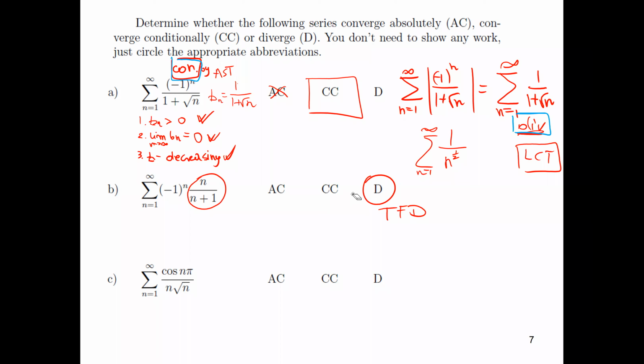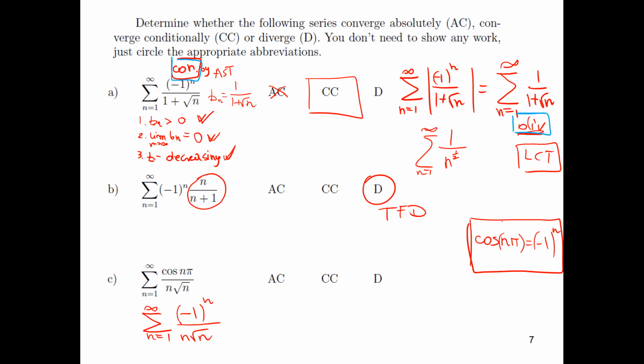Okay, that's done. And for C, I can definitely give you a small hint. Please remember, cosine n pi behaves exactly the same as -1 to the n. That's so important to know. I know that was covered before, but cosine n pi is -1 to the n. Good formula to remember.